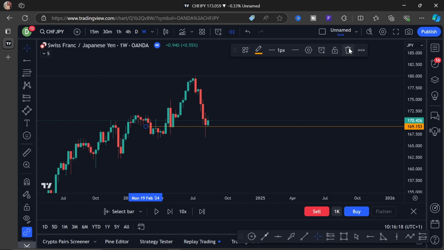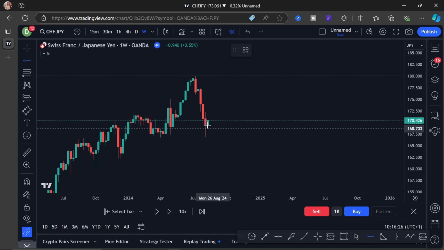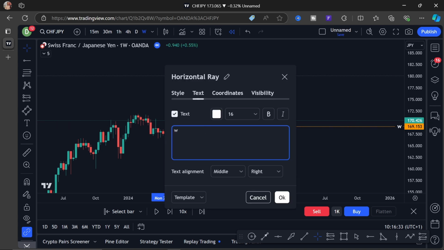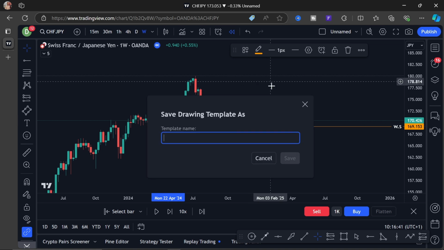To make it easier for you to understand, I'll identify each of them by adding a text to them. So take it from here. This is the support right here. Now I'll just tag it here. Weekly support will be WS, as weekly support. Now I'm going to save this, save as template, so that it will be easier for me to use next time. WSR, weekly support resistance. So I'll just name it WSR.